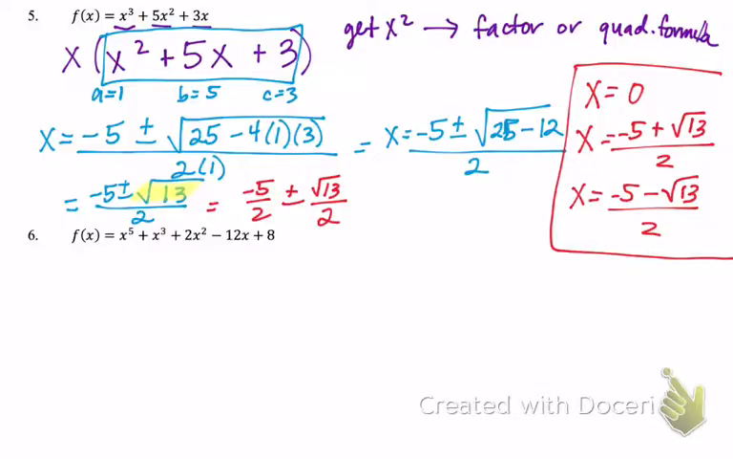For number 6, if you look at the graph, you'll see that there are zeros at x equals 1 and -2.